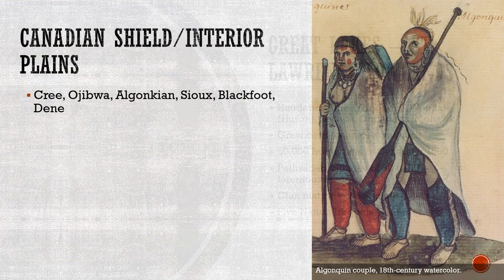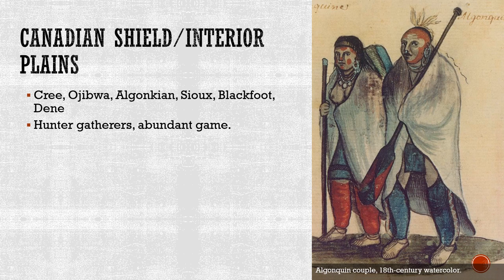So next we'll turn to the Canadian Shield and Interior Plains. These two physiographic regions had a common cultural and language group, which included the Cree, the Ojibwa, the Algonquin, the Sioux, the Blackfoot, and the Dene. Generally, all the people who lived in this region, because it was not at all suited for agriculture, lived as hunters and gatherers. That is, they hunted for wild animals and gathered wild plants to survive. But the region was also filled with abundant game.